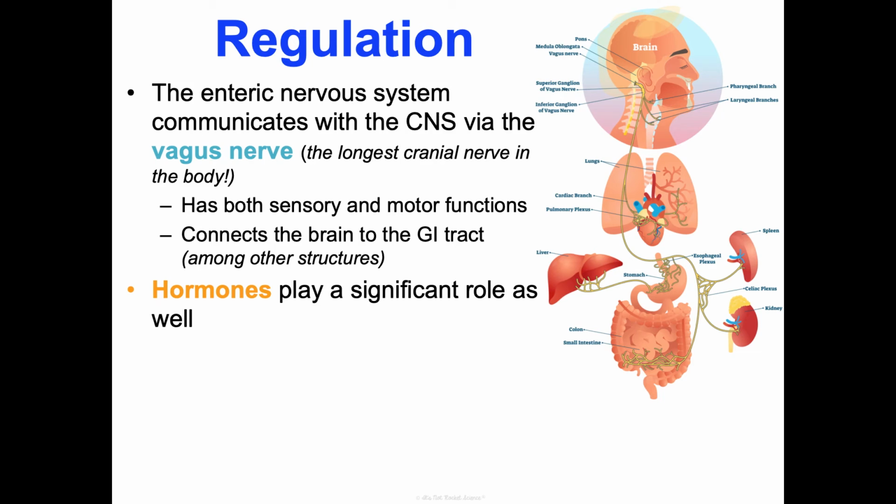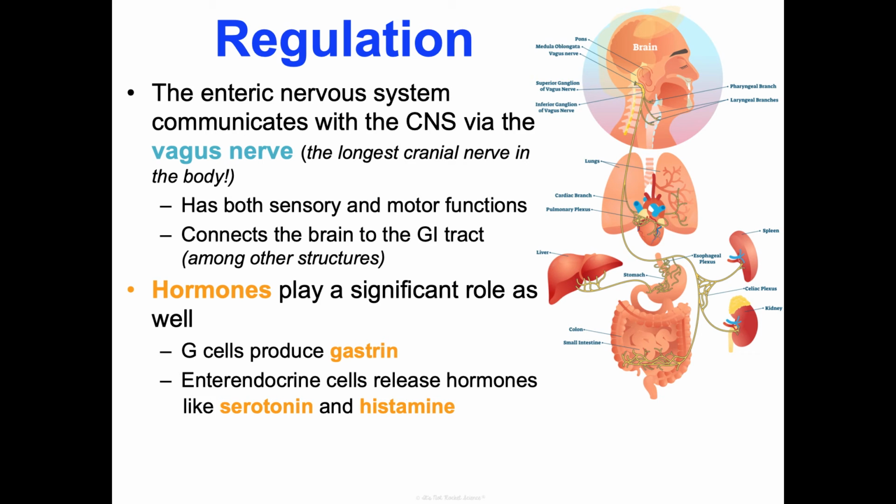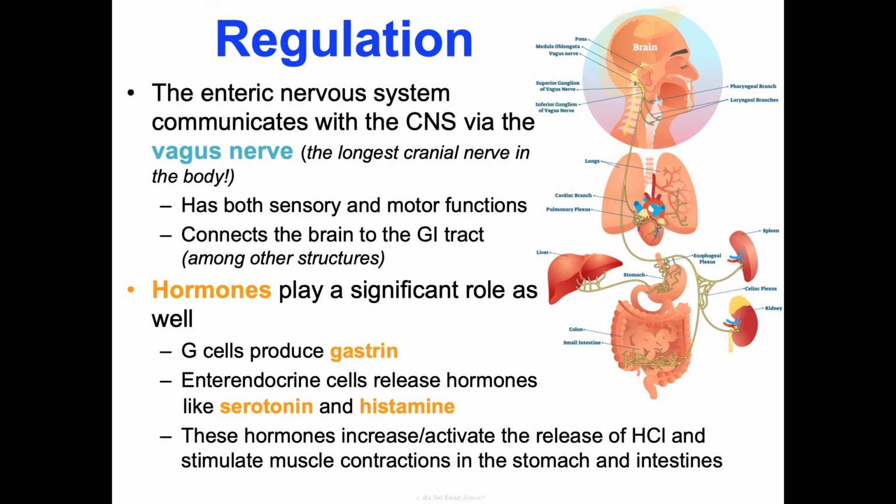But it's not just the nervous system. Your endocrine system has a role too, of course, because it is also part of controlling and coordinating everything in your body. So hormones have a significant role. Tons of examples of hormones. Like G cells, they produce a hormone called gastrin. Your enteroendocrine cells, so your gut endocrine cells, release hormones like serotonin and histamine. And then these hormones can activate the release of things like hydrochloric acid and stimulate muscle contractions in your stomach and intestines, and do all of these things that make those 6 steps of the digestion process happen and make it possible.